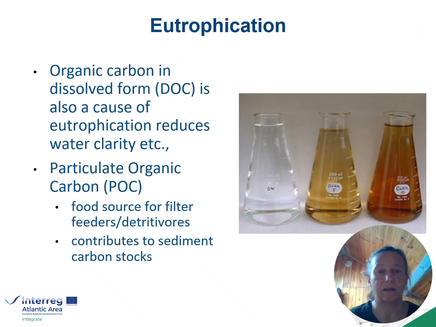Another organic carbon fraction of interest is dissolved organic carbon, because it causes eutrophication in downstream systems, and it interferes with water clarity because it's brown in coloration. And we might also be interested in measuring particulate organic carbon, or POC, and that's because it's a food source for filter feeders such as oysters and detritivores, and it also contributes to sediment carbon stocks.